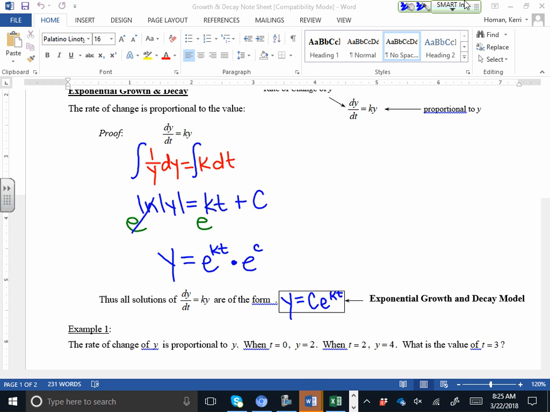Now, what we can do with this, if you see the words, the rate of change of the quantity is directly proportional to the quantity itself, instead of writing dy/dt equals ky and solving it out, just remember that the solution to dy/dt equals ky is this. We did the differential equation once. Don't have to do it again. Sound good?